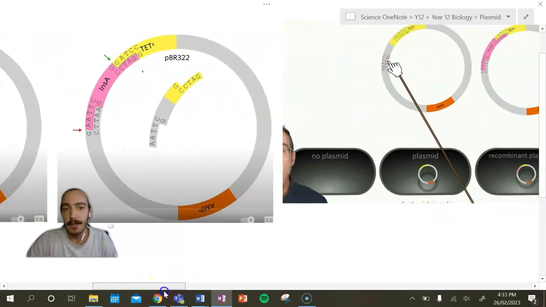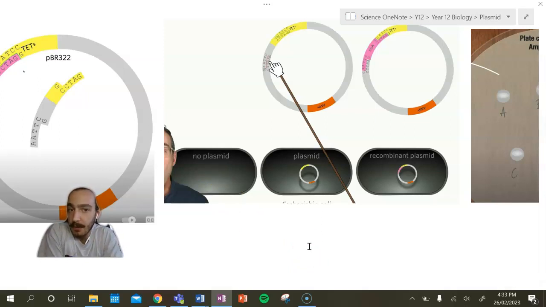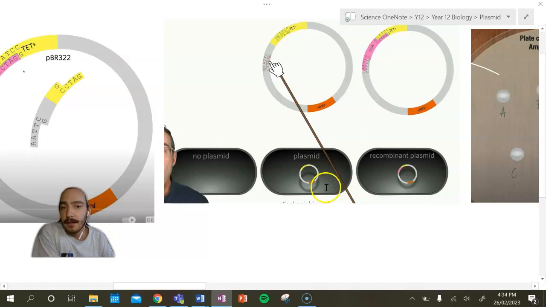Now, you can see Douchy there in the corner. Now, not all of these bacteria will take up a plasmid, and not all plasmids will take up the insulin A gene. Okay, we can see here that there are three options. This black oval represents a bacteria. So when we release these plasmids into an environment with bacteria, some of them take them up and some of them don't take them up.